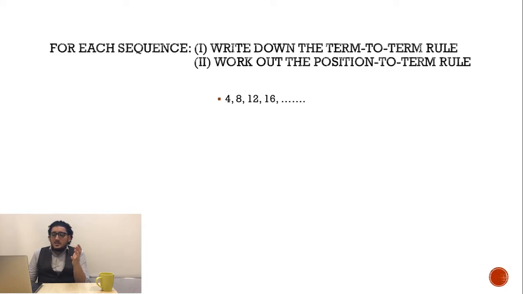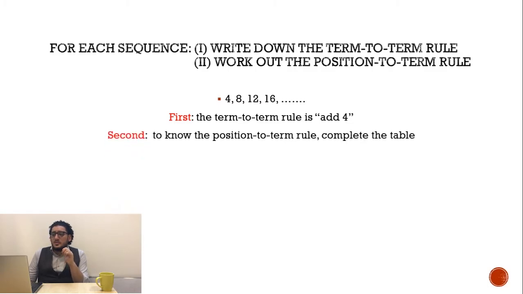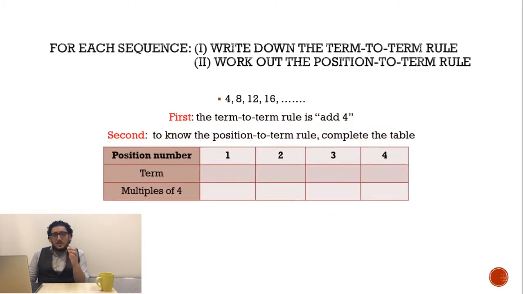Of course, you can understand now the relation between the terms. The first term is 4, the second term is 8, so the difference between them equals 4. So from this we can work out the term-to-term rule, and it's adding 4. Second, to know the position-to-term rule, complete the table. We have this table here. It will help us to find the position-to-term rule, or the nth term.